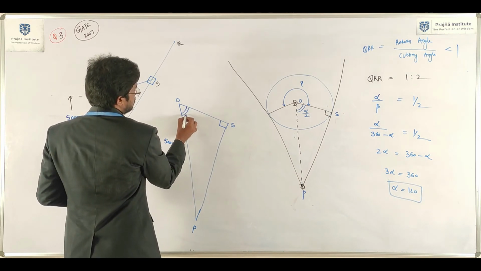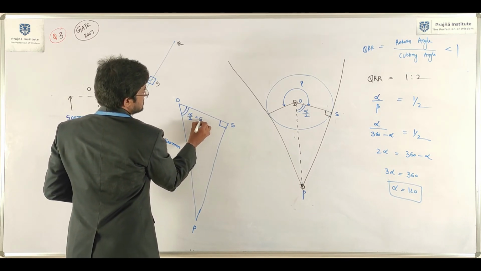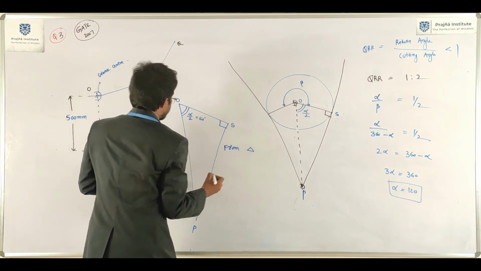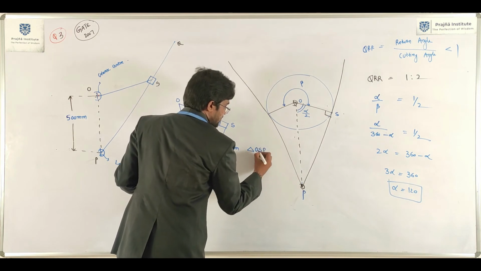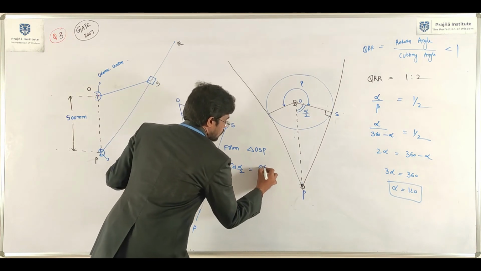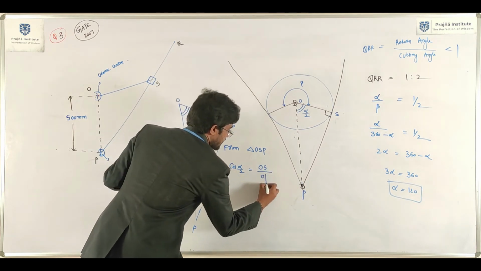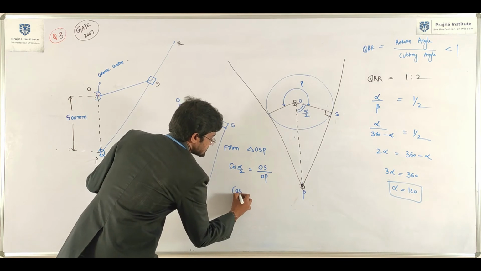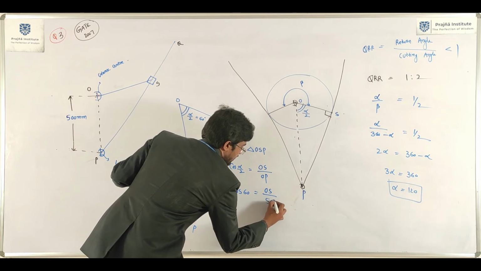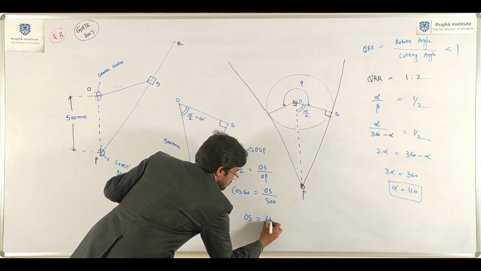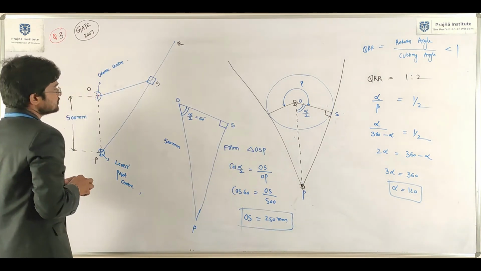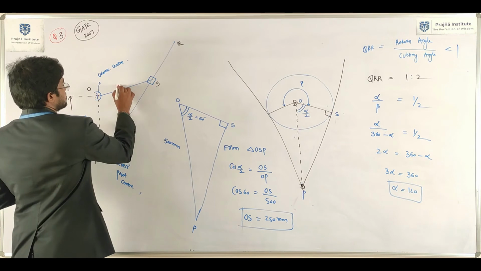So how much did you get? It is alpha by 2 equals to 60 degrees. From triangle OSP, cos alpha by 2 equals to OS by OP. Actually, this is nothing but cos 60 equals to OS by OP. We need to calculate OS. OP equal to 500. OS equal to 250 mm. So finally we got this particular thing is 250 mm.